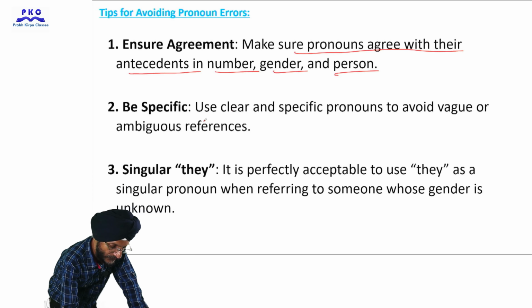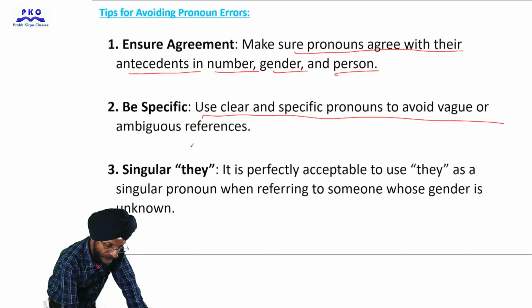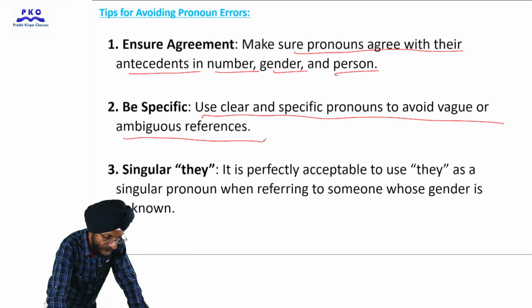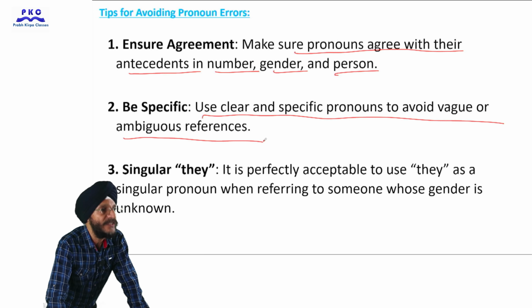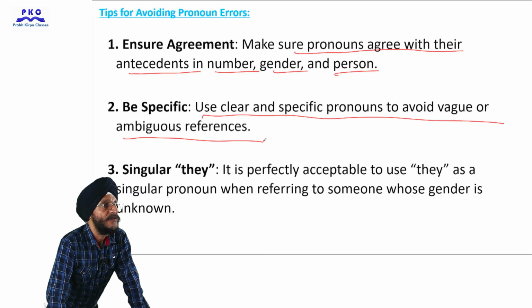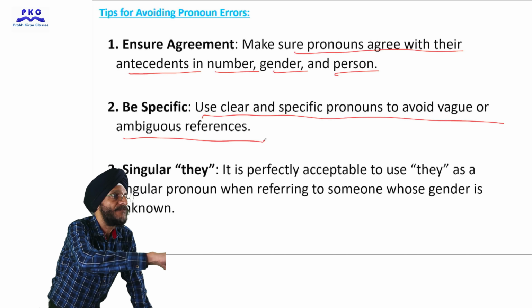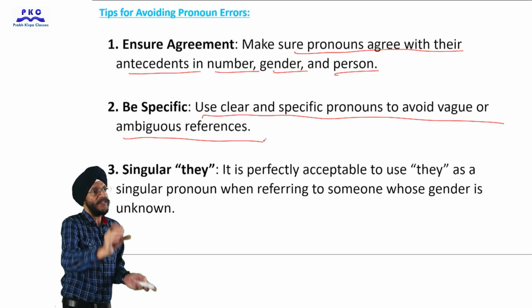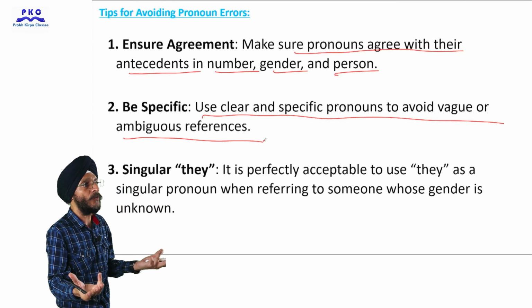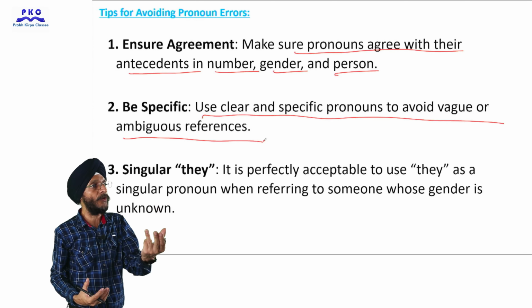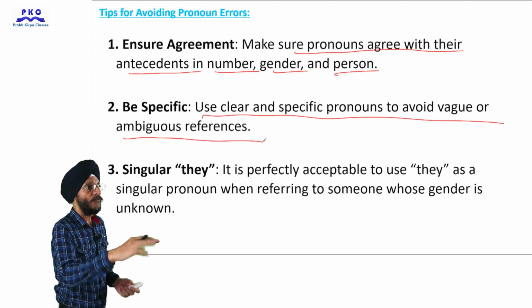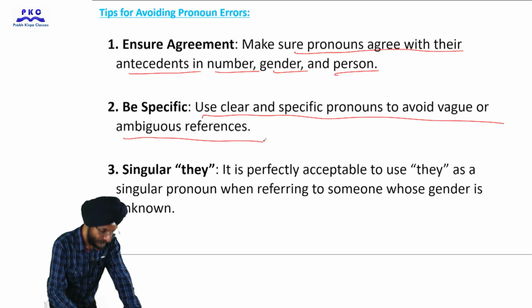Be specific. Use clear and specific pronouns to avoid vague or ambiguous references. Just as already discussed, when a phone was placed on the table, it broke. What broke? The table broke or the phone broke? We have to clarify clearly.